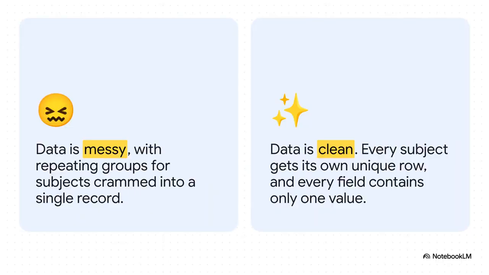And this right here is where you can really see the power of organization. On the left, you've got this messy, unnormalized table. See how one student has multiple subjects just crammed into a single record? It's a total mess. But on the right, after we apply just the first rule of normalization, boom, each subject gets its own clean, unique row. The data is now way easier to manage.